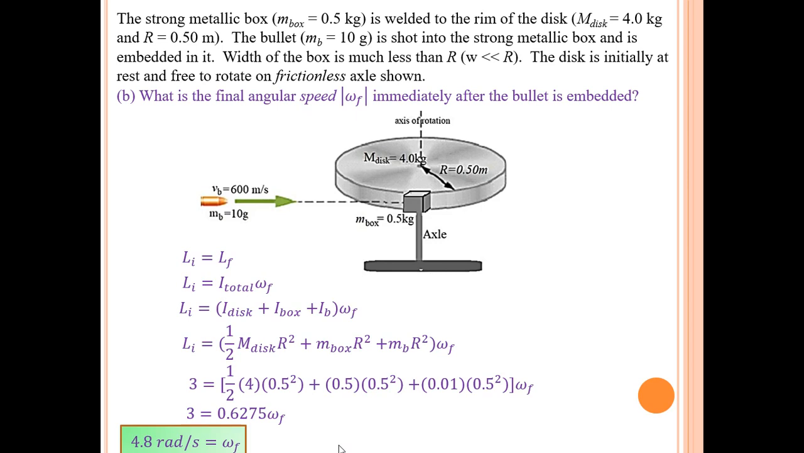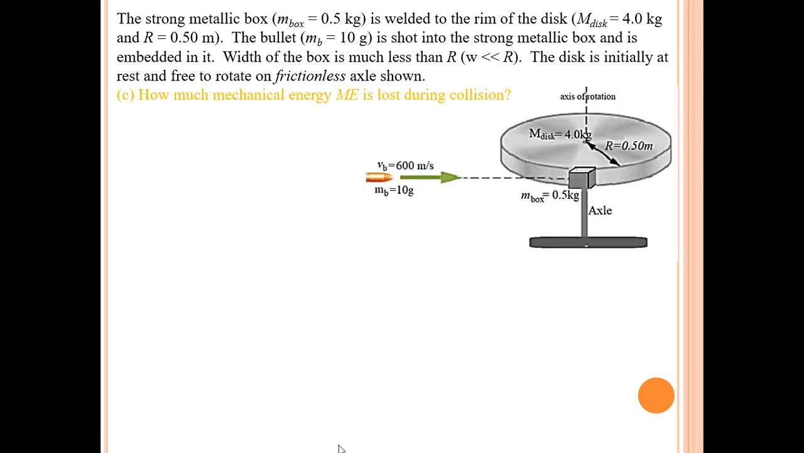And then let's go ahead and move on to the last part, part C. Part C is pretty straightforward. It's looking for the amount of energy lost during the collision. So this is an inelastic collision where the bullet is going to expend some of that energy, and it transfers into thermal and friction and stuff like that inside this box. So to find the mechanical energy loss, we have to figure out what the initial is and what the final is. And the initial kinetic energy simply comes from the bullet because it is the only thing that was moving initially. The problem states that the disk was initially at rest, therefore the box is also initially at rest.